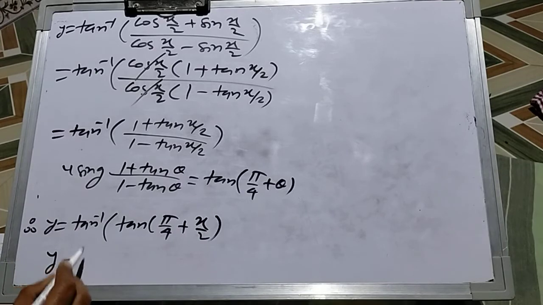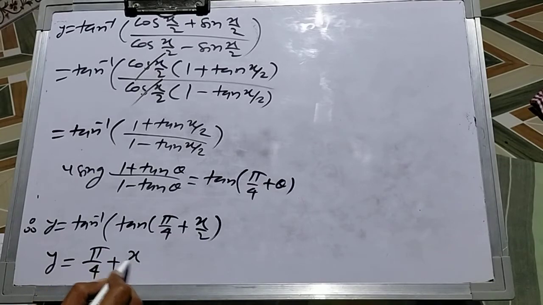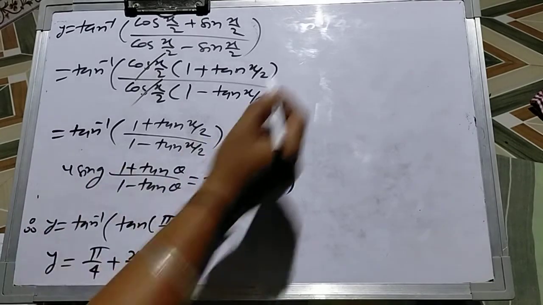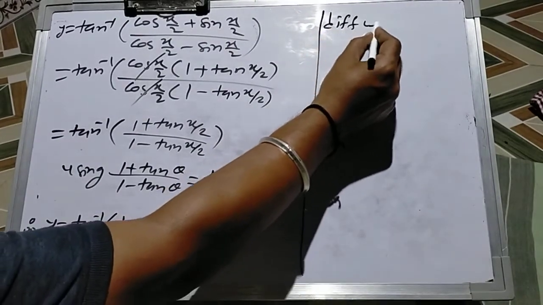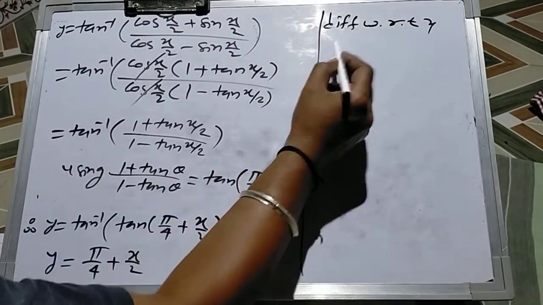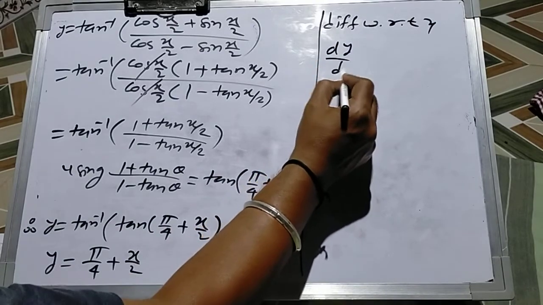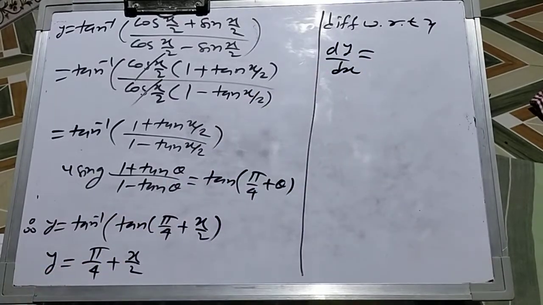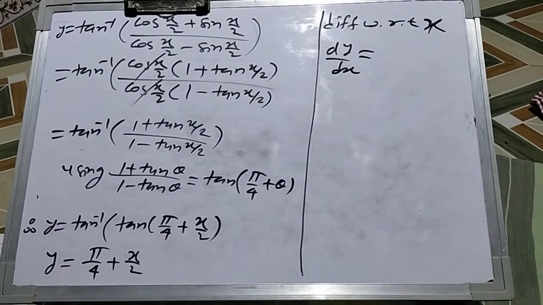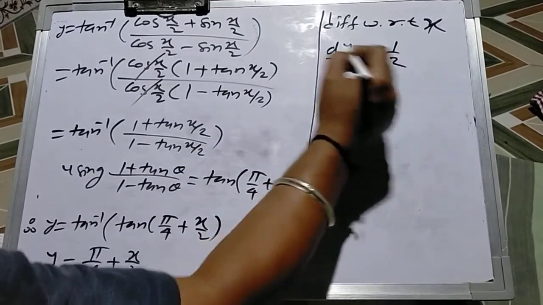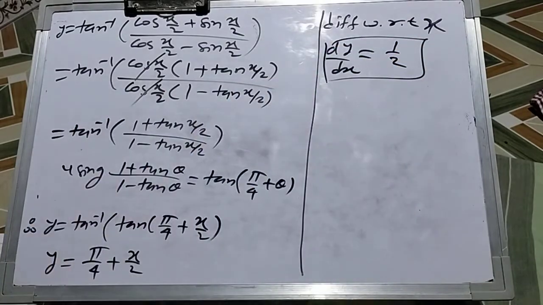So therefore y is tan inverse of tan theta means theta. So y is equals to pi by 4 plus x by 2. Now differentiate this term with respect to x. So dy by dx is equals to derivative of pi by 4 is constant, means derivative is 0, derivative of x is 1. So dy by dx is equals to 1 by 2.